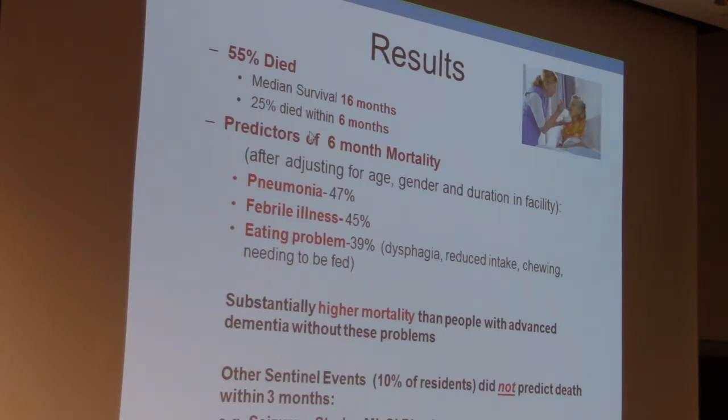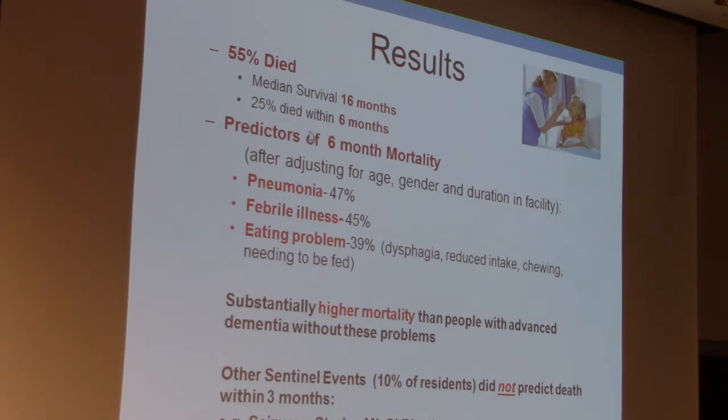So the results of the study were that 55% of people died during the 18 months of the study period. The median survival was 16 months, so that's where 50% of people were dead by 16 months. But 25% of people died within 6 months. And they found that the predictors of 6-month mortality were really 3 things. One is someone having pneumonia. The second was someone having a febrile illness. And the third one was someone with eating problems, someone with dysphagia, someone needing to be fed, right? These were terminal markers for people.